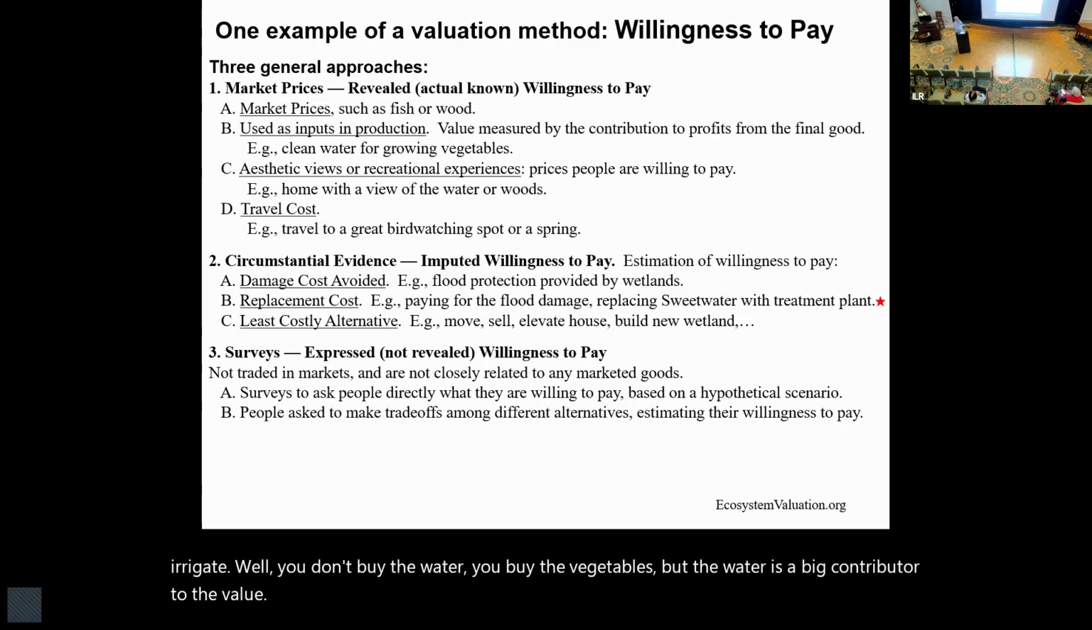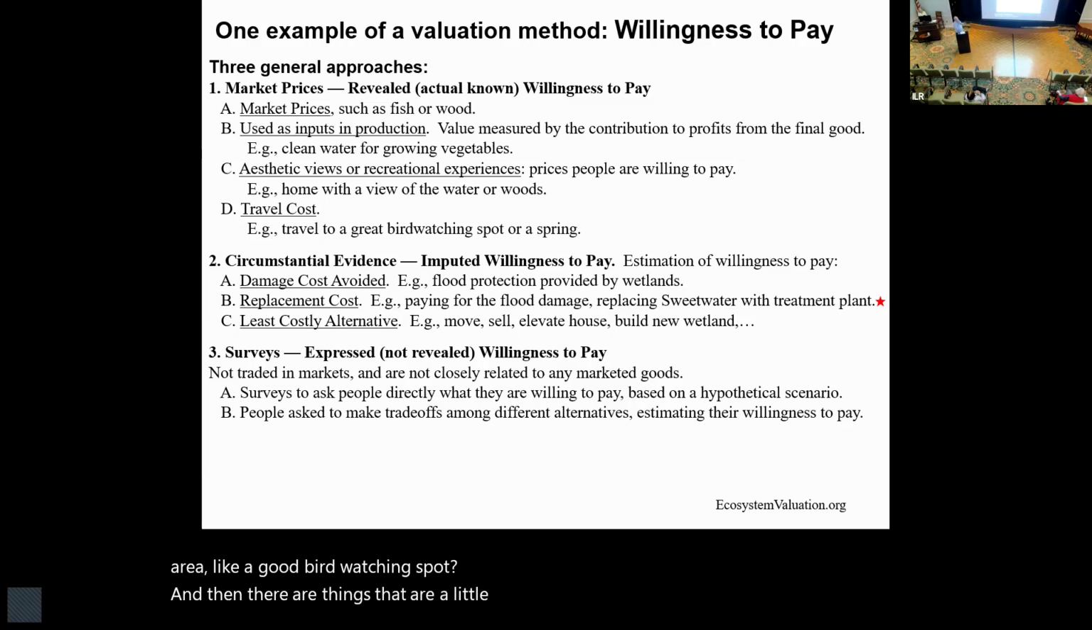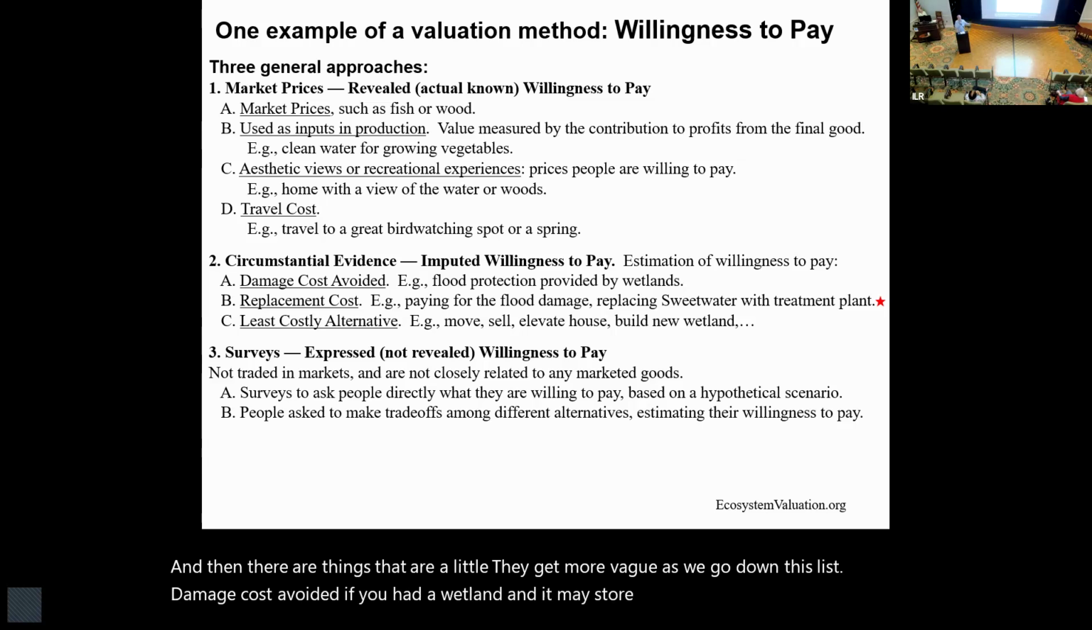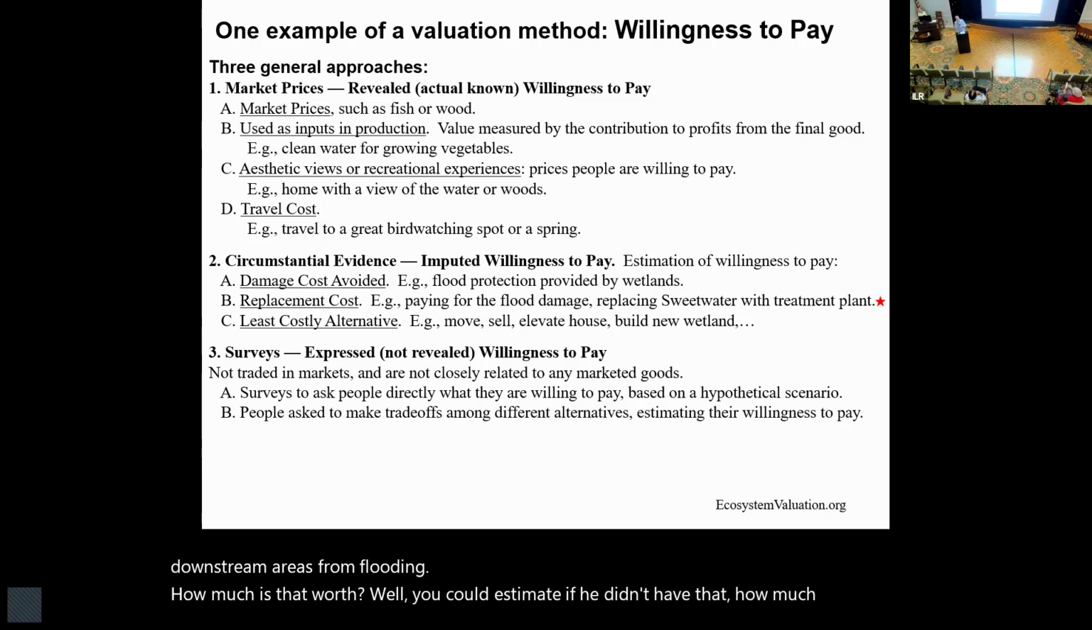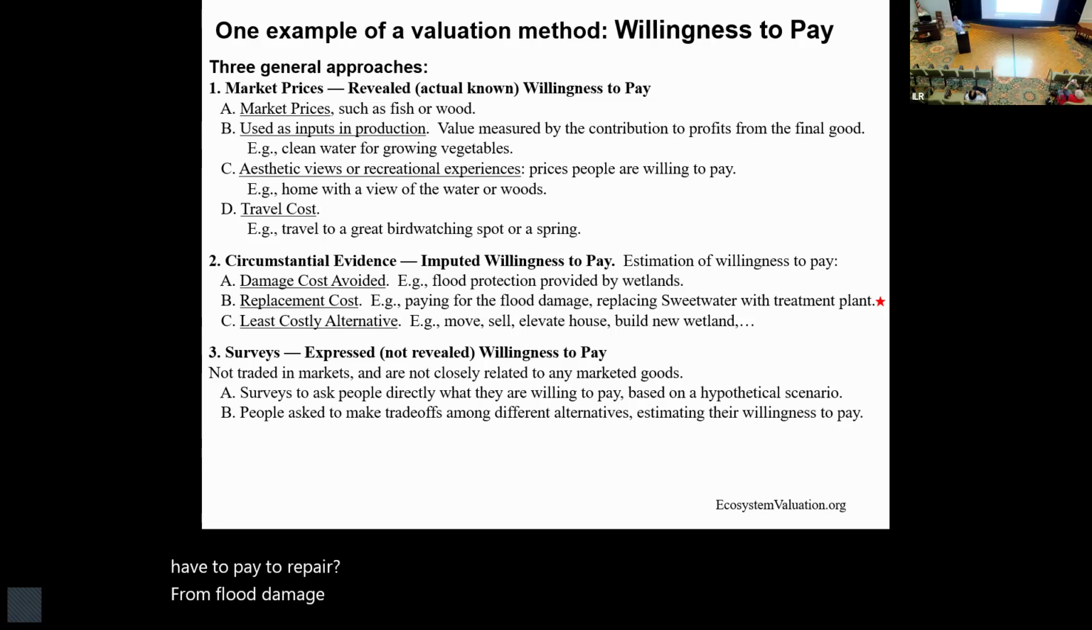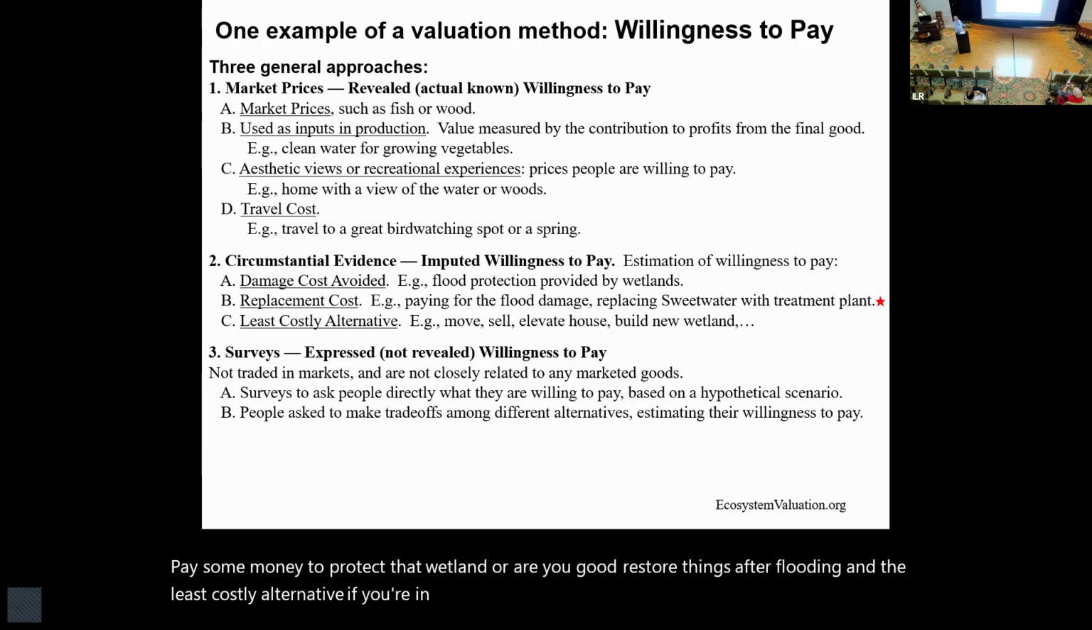And then there's recreational kinds of things. How much would you pay to travel to a nice area, like a good bird watching spot? And then there are things that get more vague as we go down this list. Damage cost avoided. If you had a wetland and it may store storm water and protect the downstream areas from flooding, well, how much is that worth? Well, you could estimate if you didn't have that, how much would you have to pay to repair flood damage? So you could either pay some money to protect that wetland, or you could restore things after flooding. And the least costly alternative, if you're in that area, do you move? Do you sell? Do you elevate the house? Do you build a new wetland? What do you do?